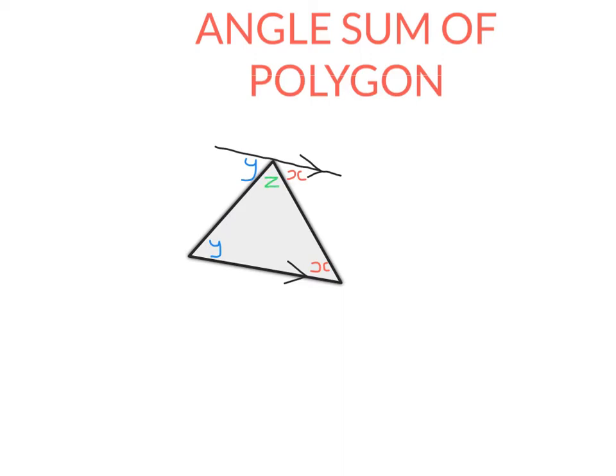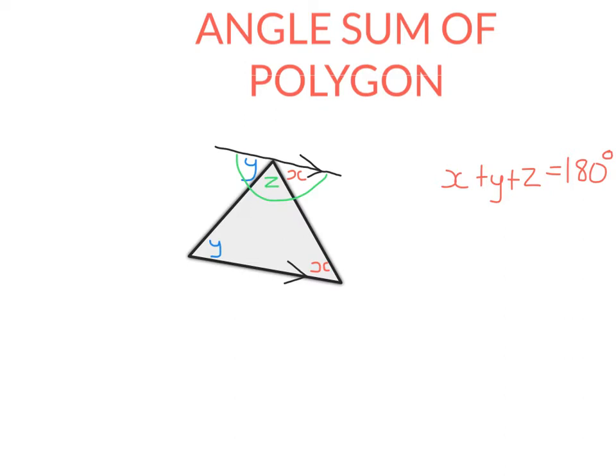This is a straight line. We know that the angle sum at any straight line is 180 degrees. So x plus y plus z, those three that make up the angle of a straight line, must add to 180 degrees. That means x plus y plus z equals 180 degrees. We've just proved that the three angles inside a triangle always add up to 180 degrees.